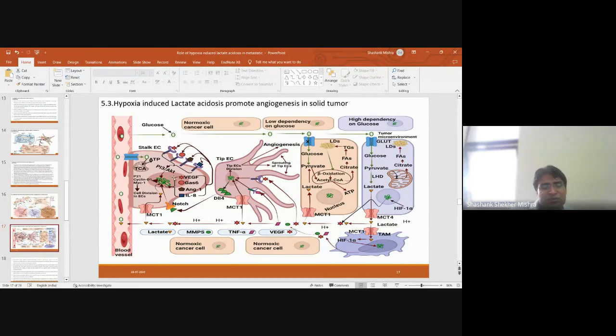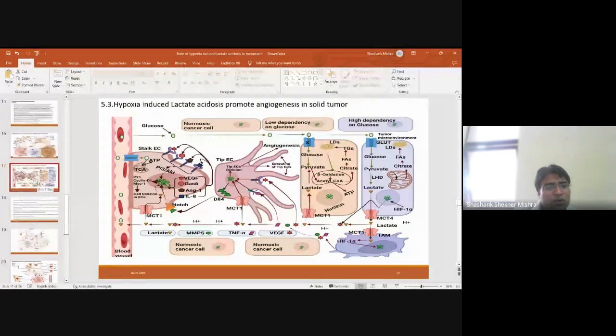At the same time, some of the endothelial cells are also converted into tip endothelial cells. Tip endothelial cells have finger-like projections, and lactate also enters these tip endothelial cells. Entry of lactate enhances the sprouting of tip endothelial cells, and these tip endothelial cells make their way through the stroma of the solid tumor. So ultimately, this continuous process leads to the formation of new blood vessels in solid tumors.